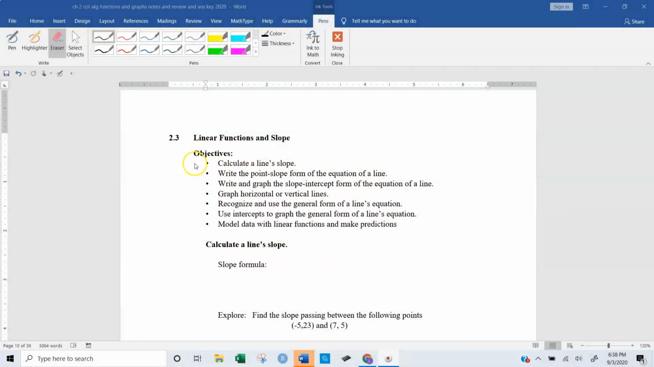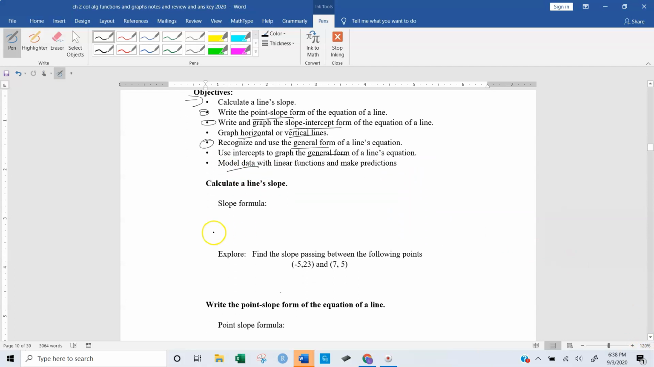All right, when you look here, first we're going to calculate the slope. I hope I had a pencil out. We're going to calculate the slope. We're going to write it in point slope form. We're going to write it in slope intercept form. We're going to talk about the difference between horizontal and vertical lines. We're going to recognize the general form of a line. So now we've got three forms of a line we're doing so far, right? Point slope, slope intercept, and general form. We're going to graph the general form of an equation, and we're going to do a few story problems.